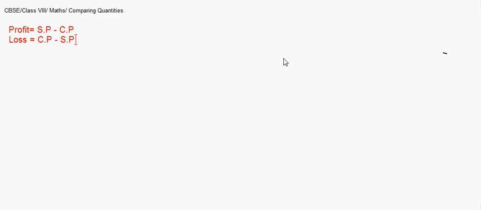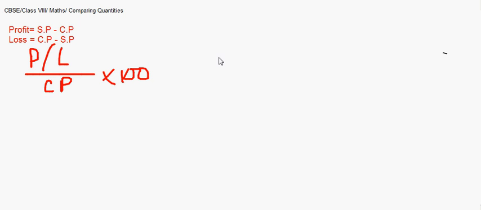To convert any profit or loss, you actually have to convert them into percentage, that is profit or loss by cost price. In both the cases it will be by cost price multiplied by 100. This is how you convert that into percentage, be it profit, be it loss. You divide by cost price into 100. This profit and loss is in value.